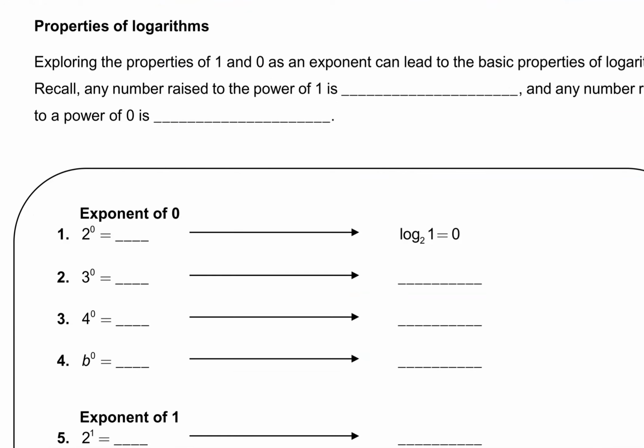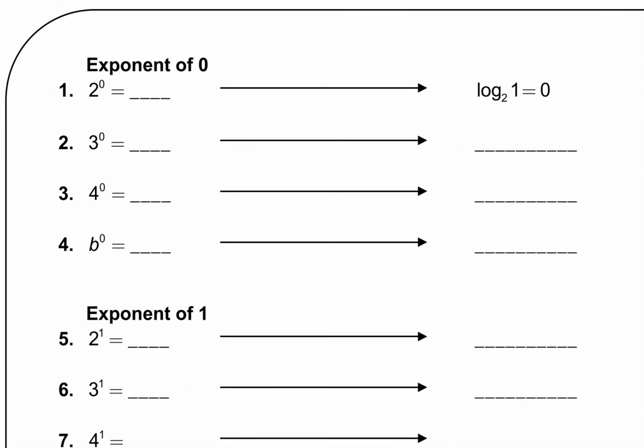Especially 0 and 1 as exponents. Any number raised to the power of 1 is itself. Anything to the first power is itself. And any number raised to the power of 0 is going to be 1. So the exponent property of 0: 2 to the 0 is 1. So if I say log base 2 of 1, it's just going to be 0. 3 to the 0 power is 1. So if I say log base 3 of 1, that's just going to be 0.